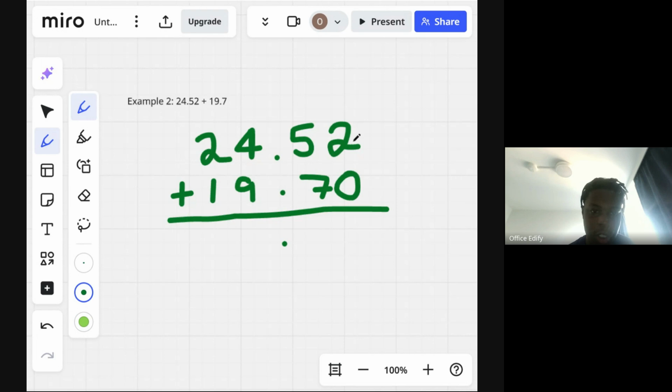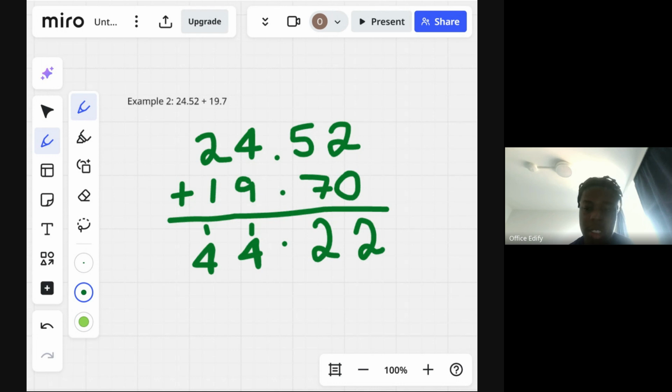So I'm going to put 2 plus 0 is 2. 5 plus 7 is 12, so you put 2 and carry the 1. 1 plus 9 is 10, plus 4 is 14. So I'm going to put a 4, and I'm going to carry the 1 across. And then 2 plus 1 is 3, plus 1 is 4. So we have 44.22. That's our final answer.